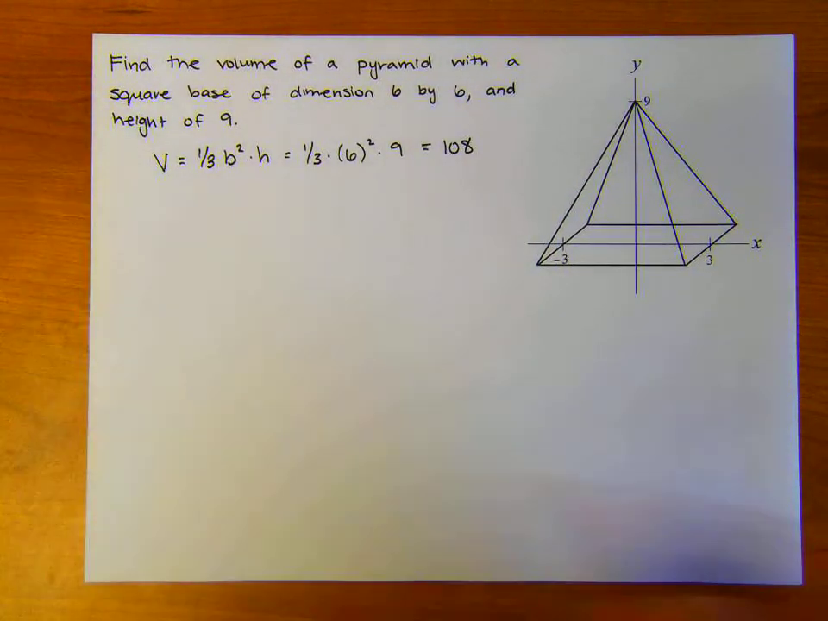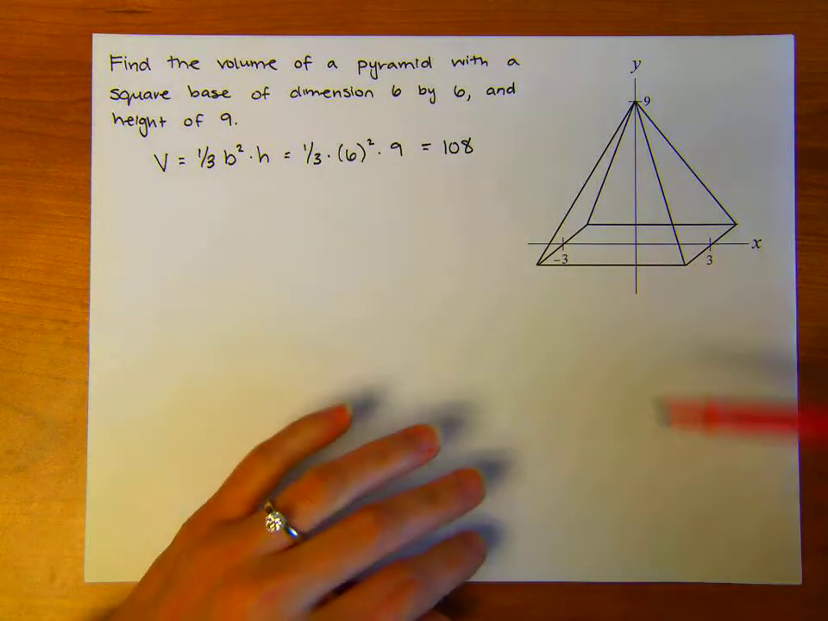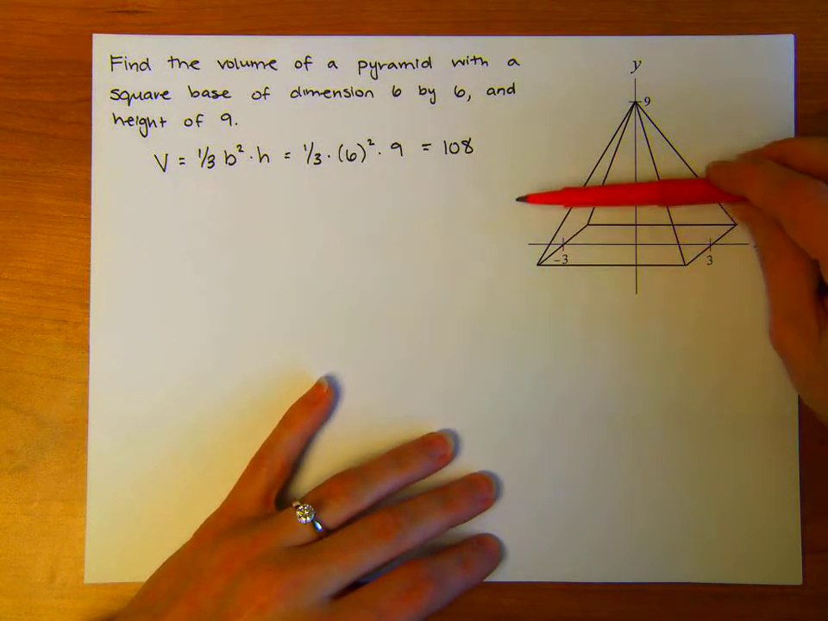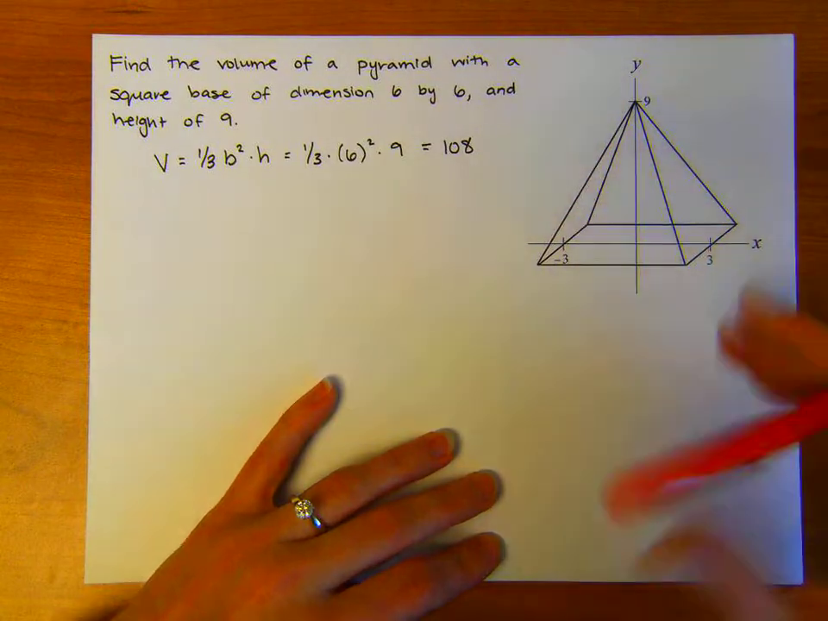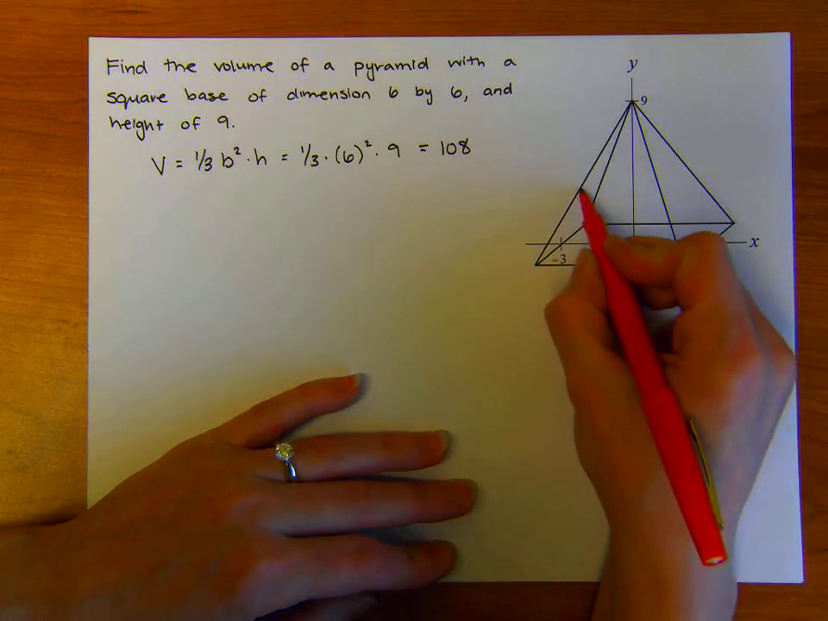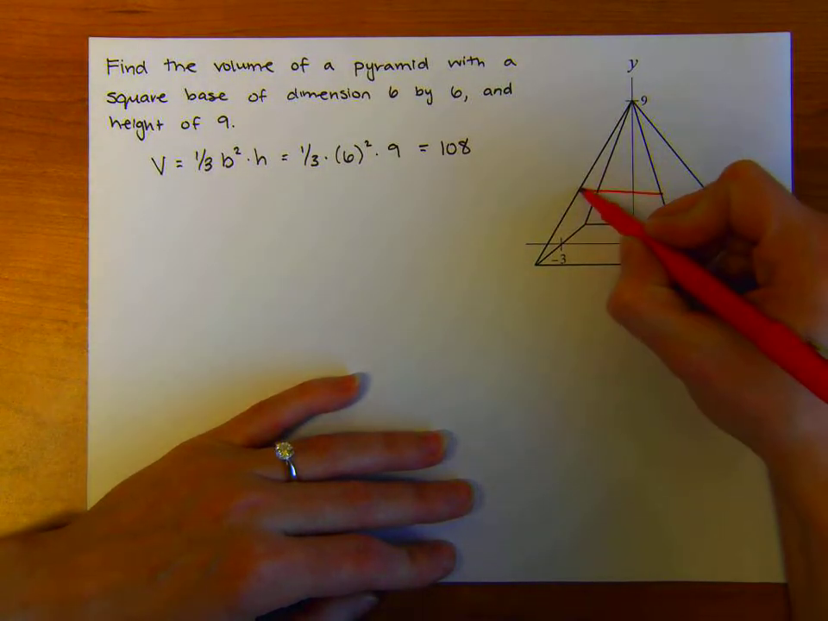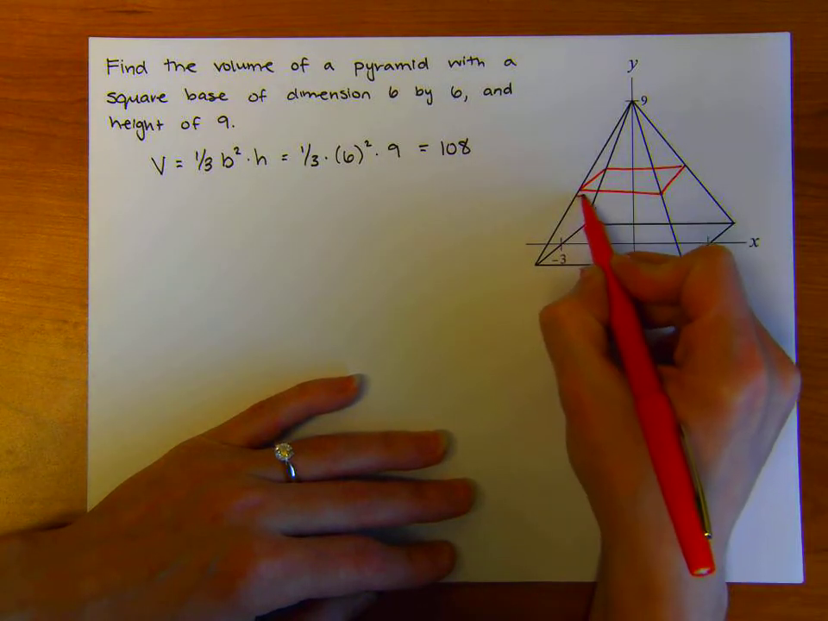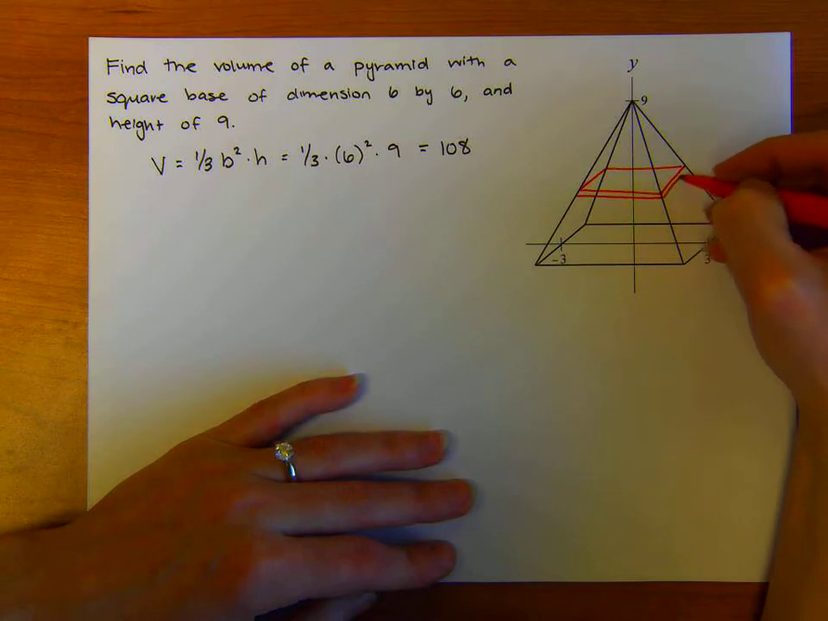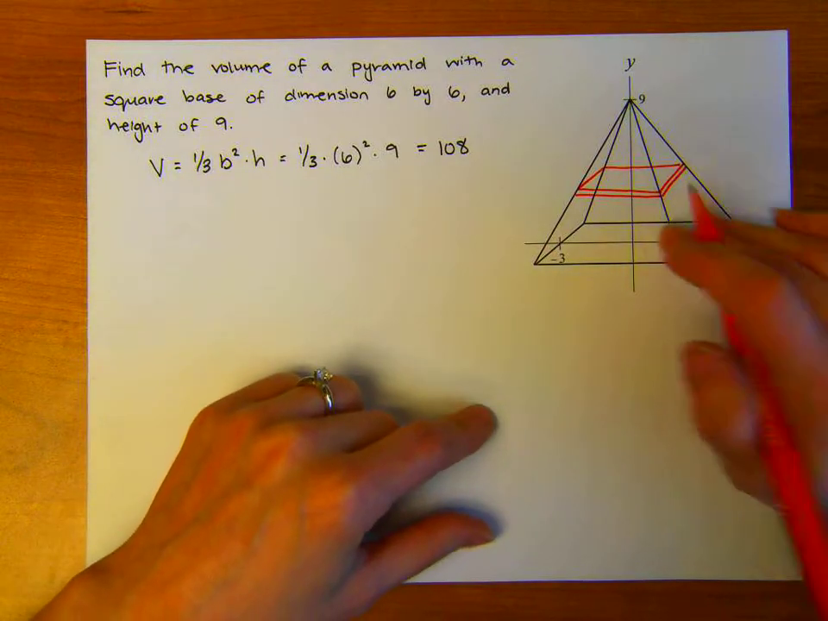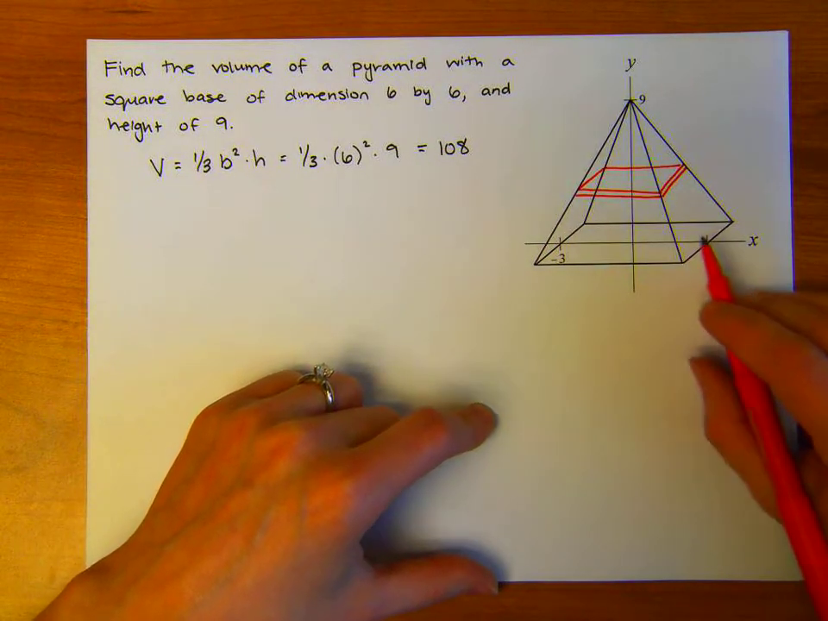So we are going to use cross sections to find the volume of this pyramid. Let's think about which way we would want to slice the pyramid. If we slice with respect to the y-axis, let's think about what shape that would be. If I take a pyramid and cut it this way, let's see what that would look like. Okay, so there's one of the slices, and I see that it's going to be a square.